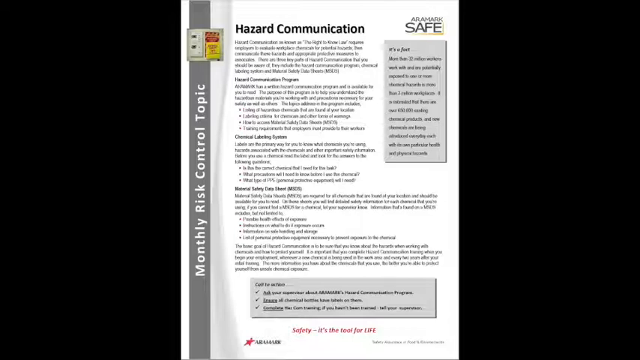Hazard communication, also known as the right to know law, requires employers to evaluate workplace chemicals for potential hazards, then communicate these hazards and appropriate protective measures to associates. There are 3 key parts of hazard communication that you should be aware of. They include the Hazard Communication Program, Chemical Labeling System, and Material Safety Data Sheets, or MSDS.